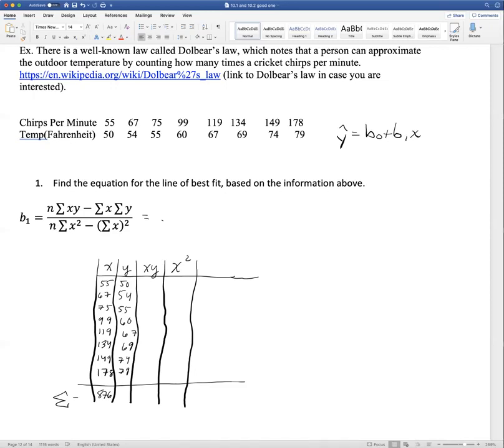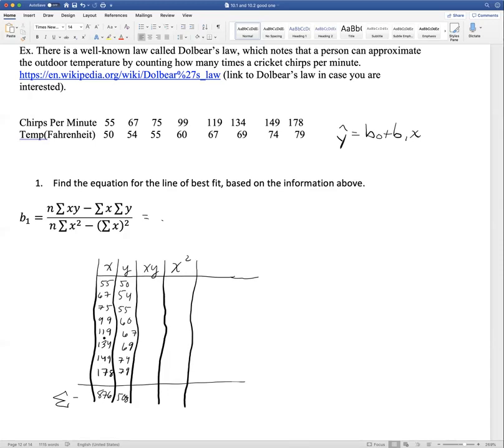Now let's do the same thing for the y's. We're going to sum up my y column. I have 50 plus 54 plus 55 plus 60 plus 67 plus 69 plus 74 plus 79, and it looks like I get 508 for these. Again, let me just double check. Okay, 50, 54, 55, 60, 67, 69, 74, 79, 508 looks good for that one.